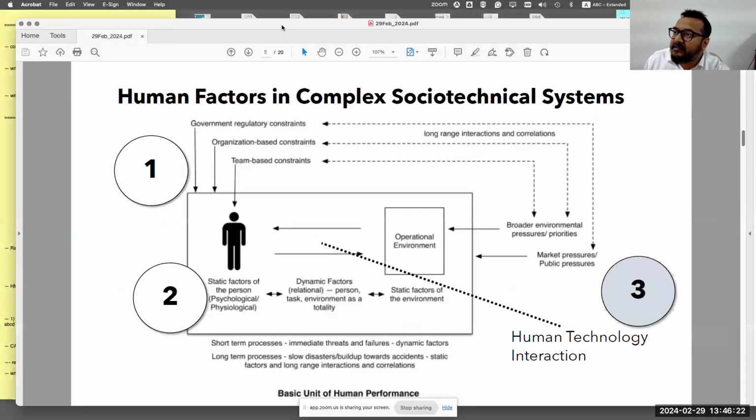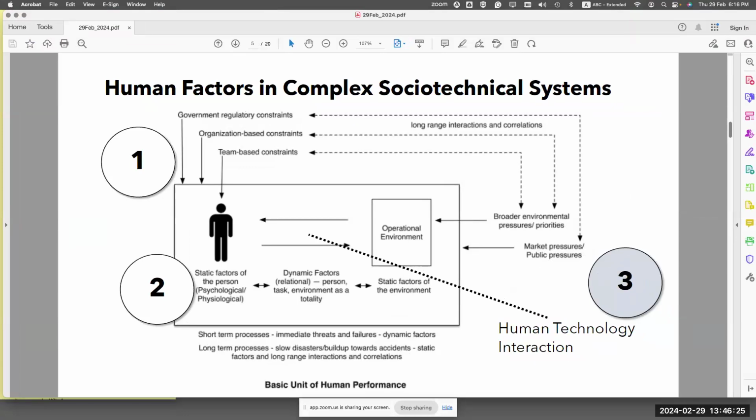Hello, can you all see my screen? Yes. Okay, I'm screen sharing, right? Okay, sorry, it had just vanished off. I'm so sorry.